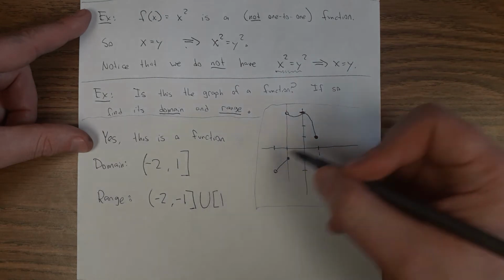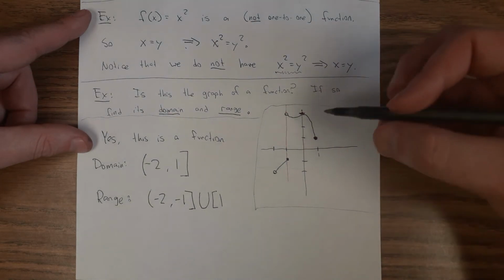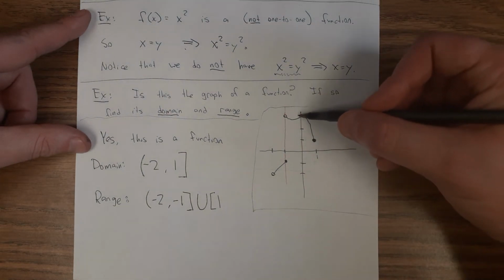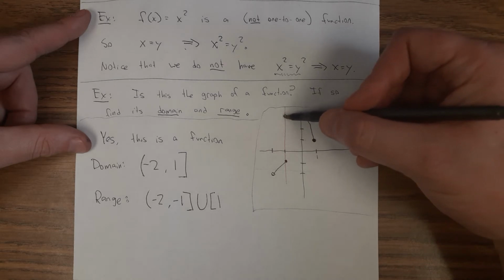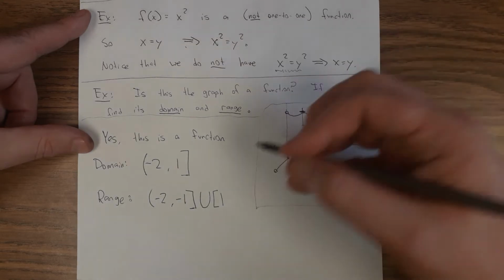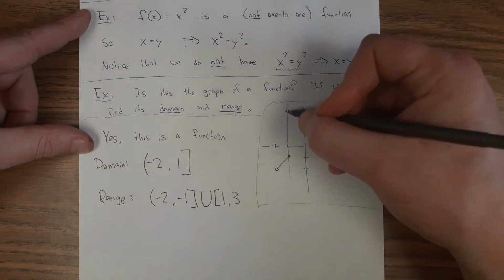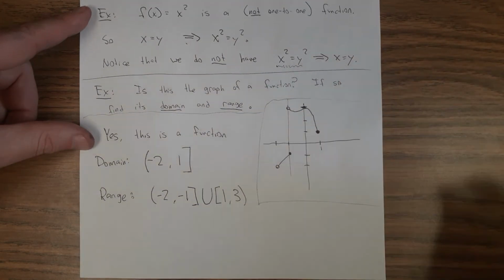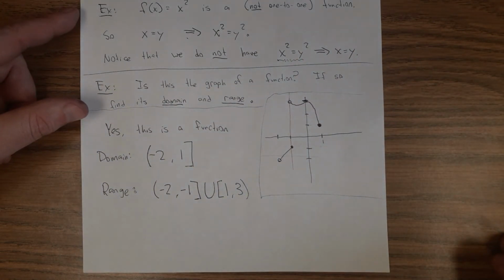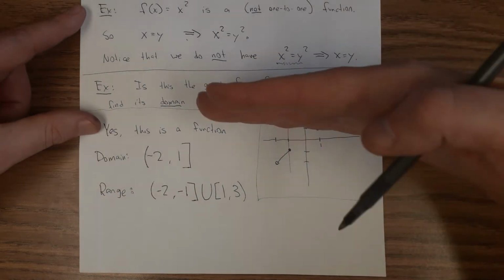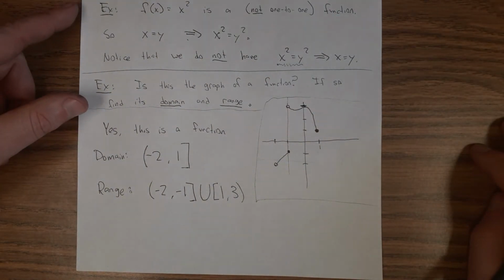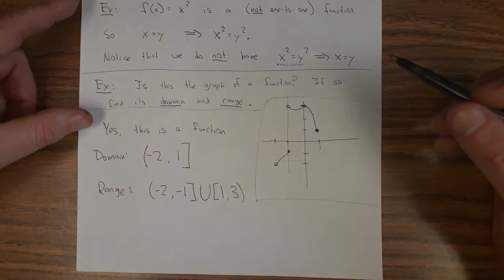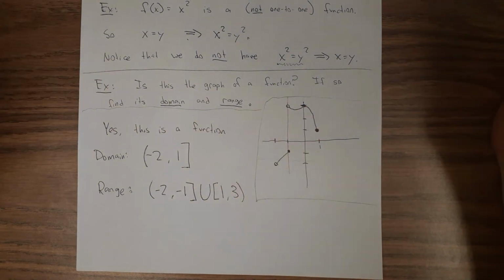And I'm going to put a bracket there because this is a closed dot. And this goes all the way up to the highest point, which is like here. This is a y coordinate of 3, but this is an open dot, so I'm going to put parentheses. And that's it. It doesn't go any higher than that, so I just stop. So the answer is yes, it was a function, and here's the domain, and here's the range.